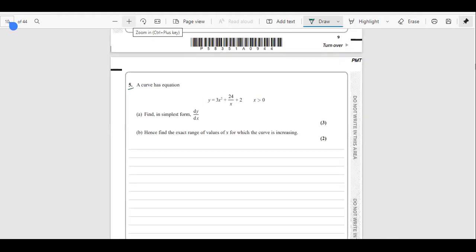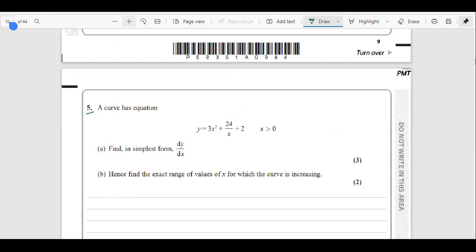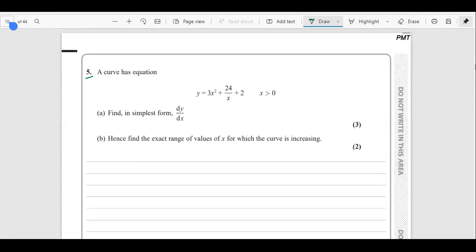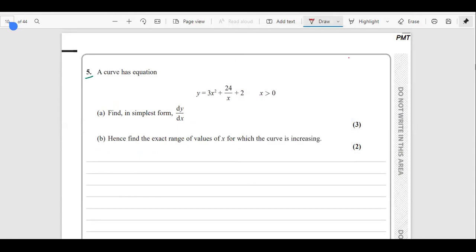Let's just zoom in a bit so it's more readable. A curve has equation y equals 3x square plus 24x plus 2. Find in simplest form dy by dx. So you have to differentiate this equation. Do you know how to differentiate? Yeah. Okay.